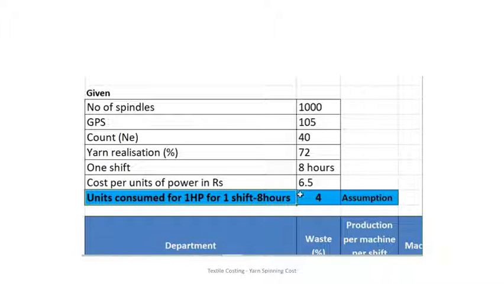One assumption has to be taken here, which is the units consumed for 1 HP machine if it runs for one shift of 8 hours is 4. Units consumed for 1 HP if it runs for 8 hours is 4. This is an estimate which these calculations are followed by Citra as well as Saima in South India. So this will aid in proper calculations.